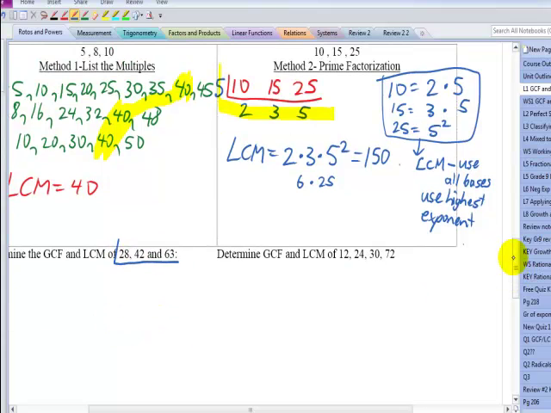So what can we divide all three numbers by? 28, 42, 63. What's 2 plus 8? 30. Can you divide 30 by 3? Yeah, you can divide 30 by 3. What's 4 plus 2? Sorry, 2 plus 8 is 10. I'm an idiot. Okay, so you can't divide by 3.